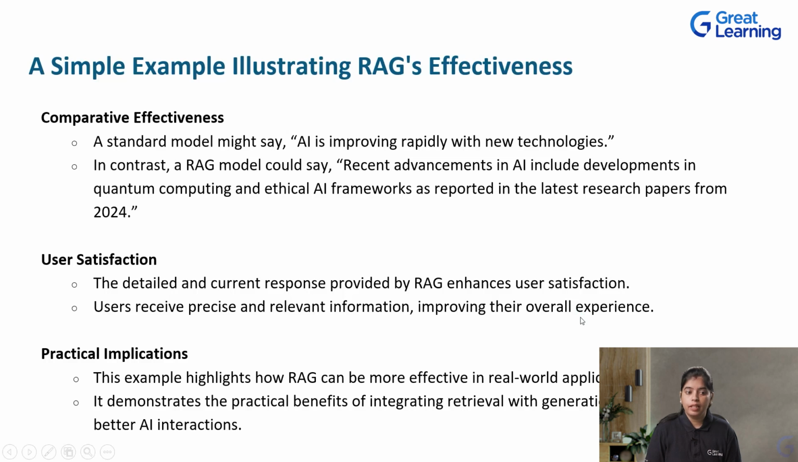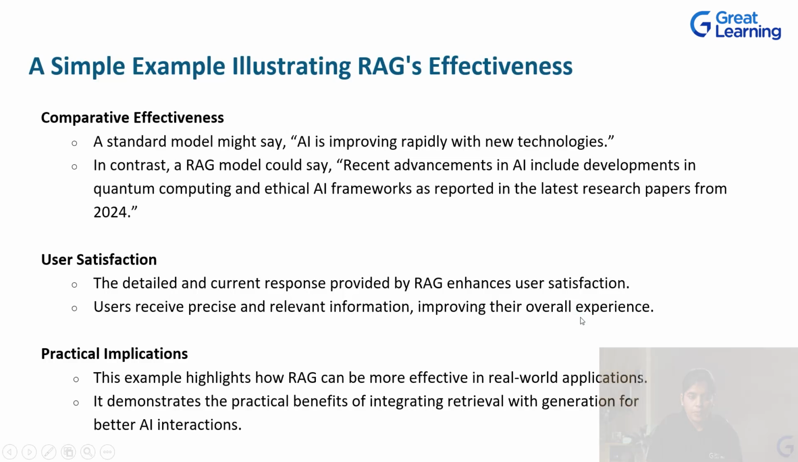So that should be there. It should be there for a user, because why are we working on large language models, why are we working more on RAG? Just to give the user a satisfying experience. Now next comes practical implication. As you can see on the screen, this example highlights how RAG can be more effective in real world applications, how RAG is so helpful in terms of better user experience. It demonstrates the practical benefits of integrating retrieval with generation for better AI interaction.